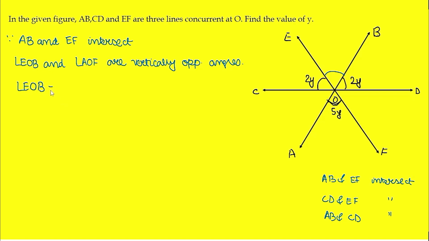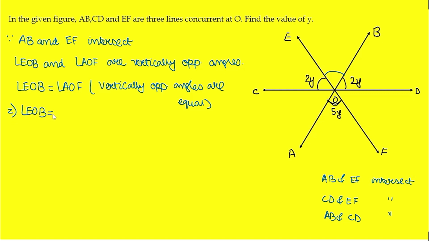So angle EOB equals angle AOF, since vertically opposite angles are equal. AOF is already given as 5y, so angle EOB also becomes 5y, since both of them are equal. Now what are you asked to find out? You are asked to find out the value of y.